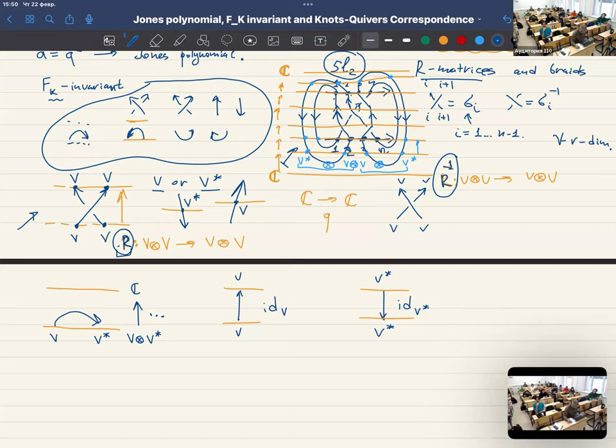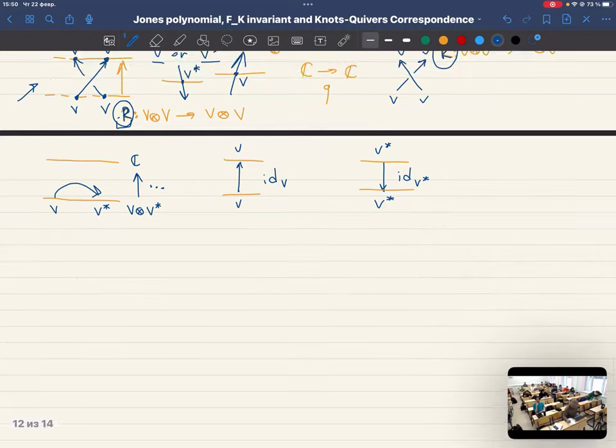Yeah. So what is the problem we have here? We cannot just take an arbitrary R, because we want to obtain a knot invariant. And knot invariants should satisfy the Reidemeister moves. And the important Reidemeister move we have looks like this, the third one, right?